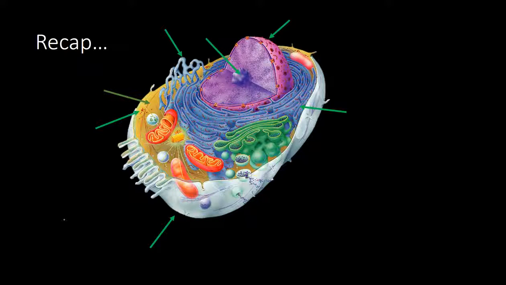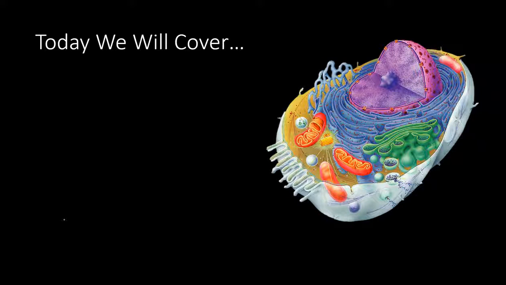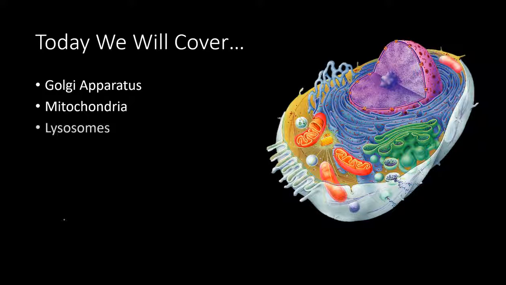And the last thing that we talked about were ribosomes. These are tiny little structures that help to make proteins. Ribosomes are found in two locations: in the cytoplasm, and studded on the rough ER. So today we're going to cover the Golgi apparatus, the mitochondria, lysosomes, vacuoles, vesicles, and centrioles. So let's get into this.